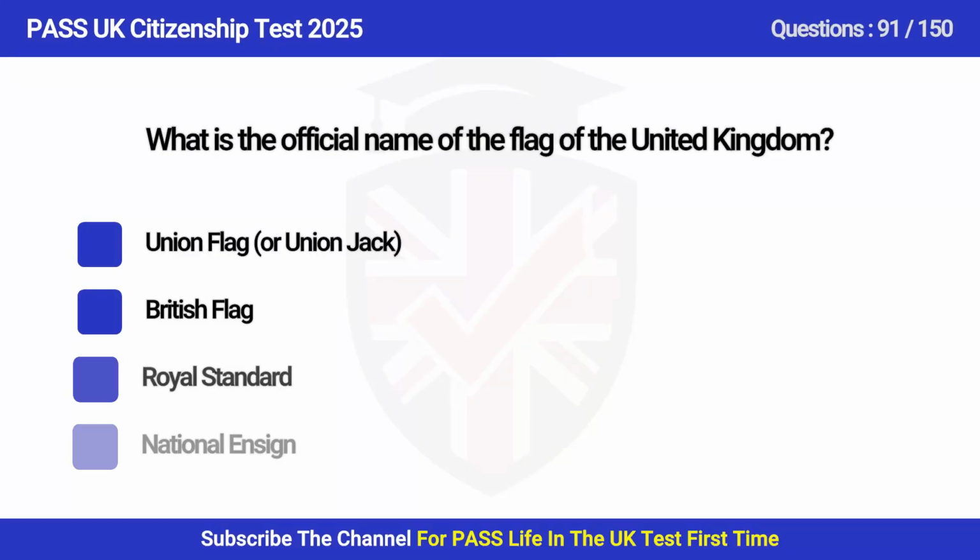Question 91. What is the official name of the flag of the United Kingdom? A. Union Flag or Union Jack. B. British flag. C. Royal Standard. D. National Ensign.